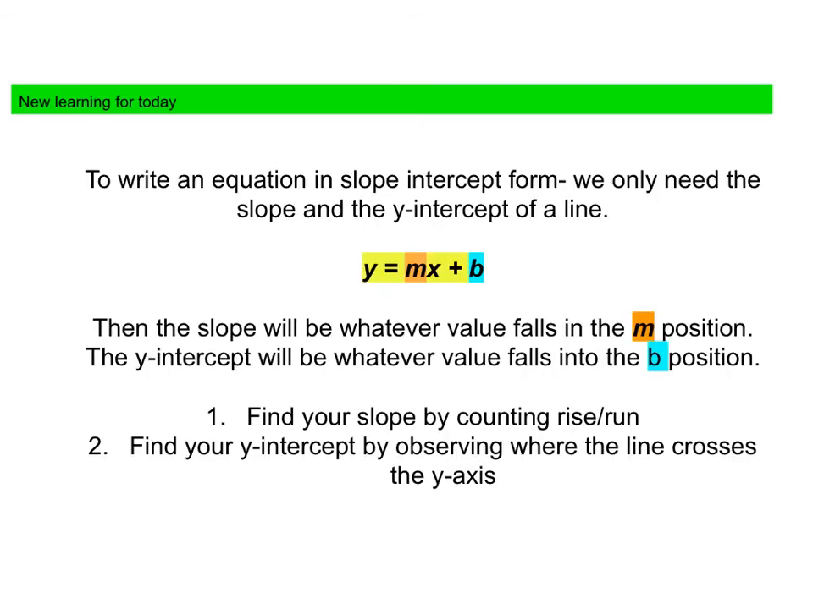So here's our new learning for today. Basically, to write an equation in slope-intercept form, you just need to find the slope and the y-intercept. Whatever your slope is will go in the m position. Whatever your y-intercept is will go into the b position. You can find your slope by just counting the rise over run from point to point. And you can find your y-intercept by just looking at where the line crosses the y-axis.